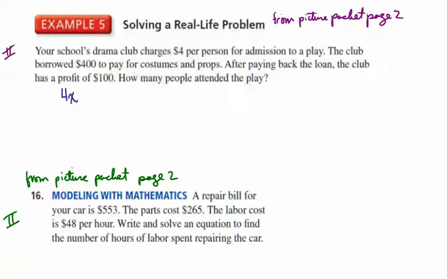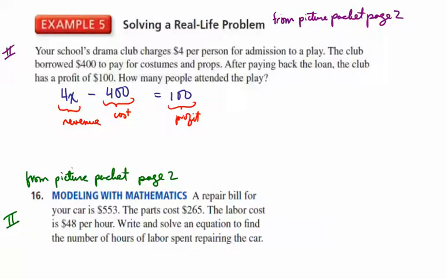So we're going to charge $4 times however many people attend the play. And that's going to give us our total, what we call revenue. That's all the money that we take in. But we have to pay back the $400 that we borrowed, and we can call this our costs. And after we pay back the money that we borrowed, we're left with $100, which is called profit.